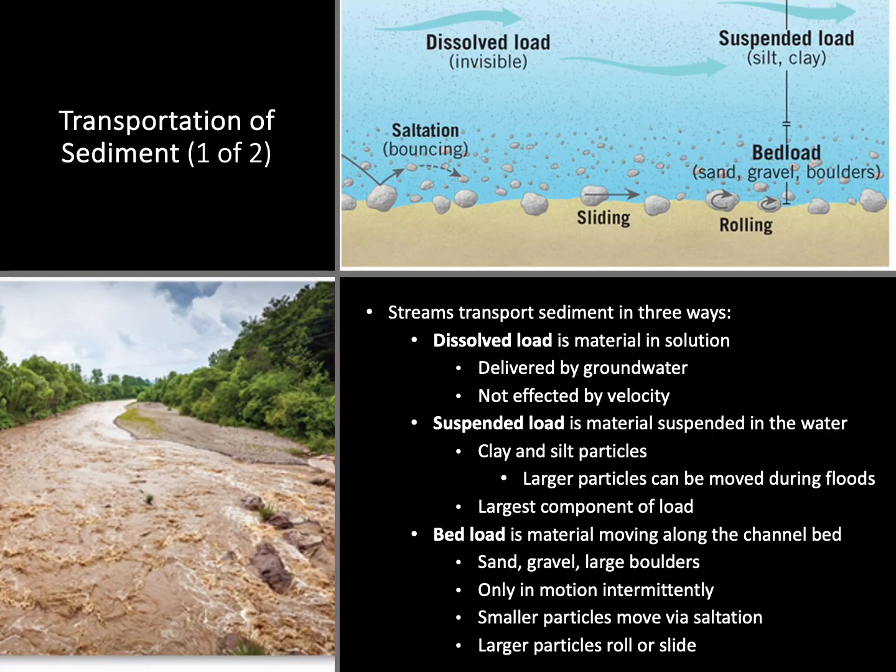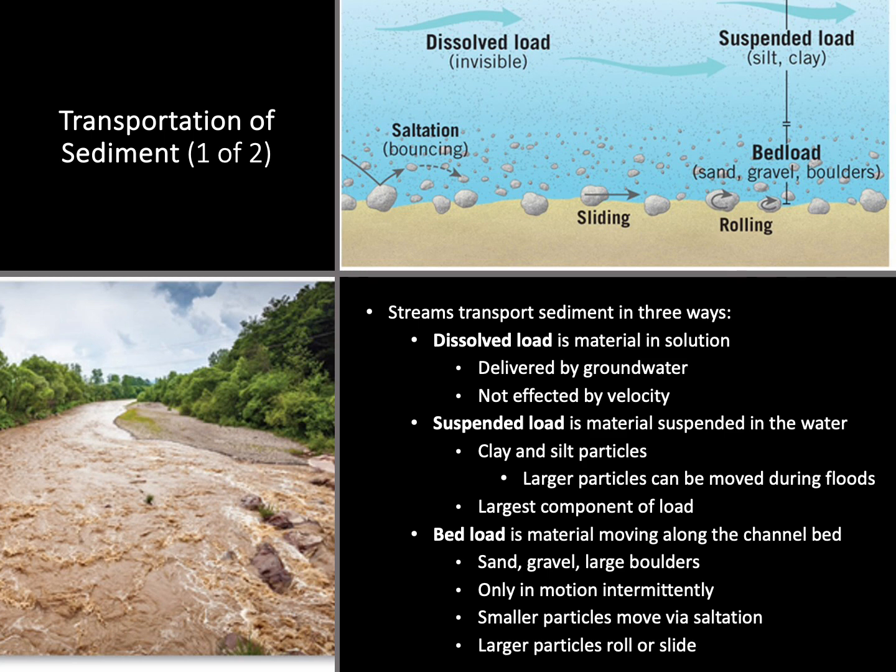But as streams are transporting the sediment from mountainous regions to the coast, we're going to see that the way that it can transport sediment is going to happen in 3 ways, and it's all going to depend on the size of the sediment. The smallest sediment is going to be in the dissolved load. This is where the sediment is so small it's going to be able to dissolve directly into the water. So this type of sediment is totally invisible to our eyes because it's dissolved.